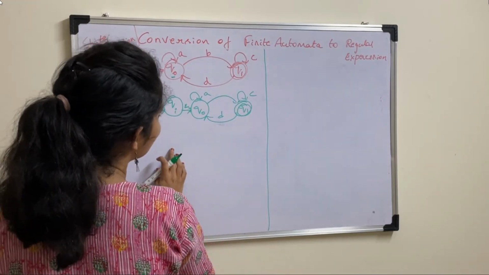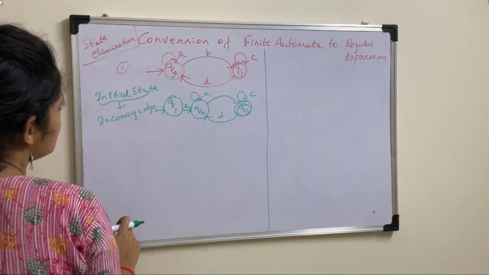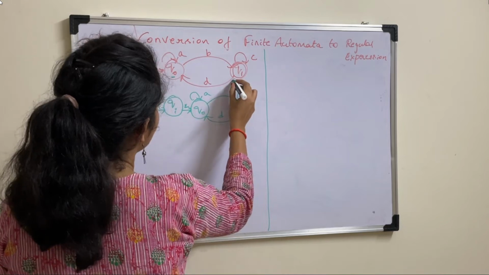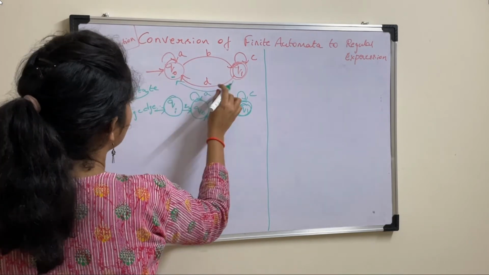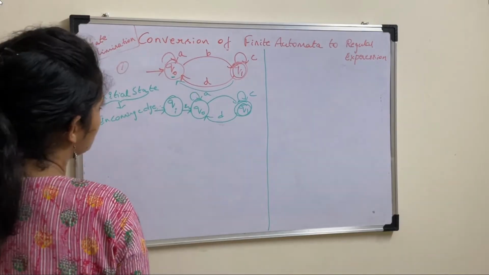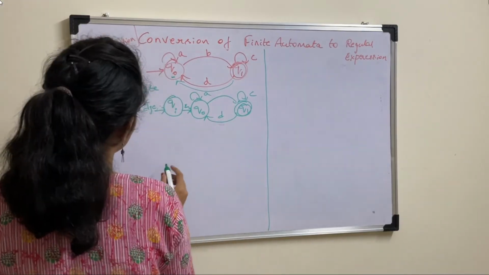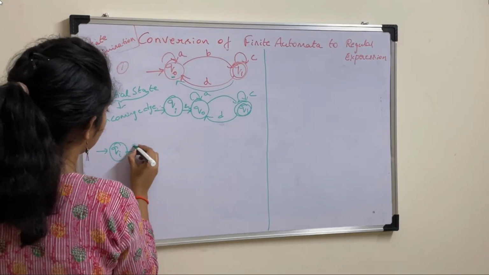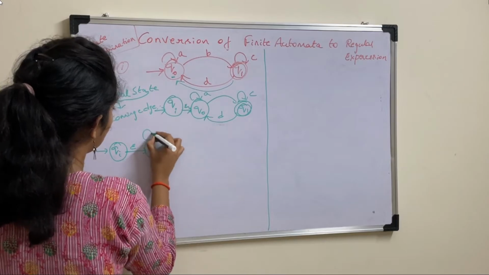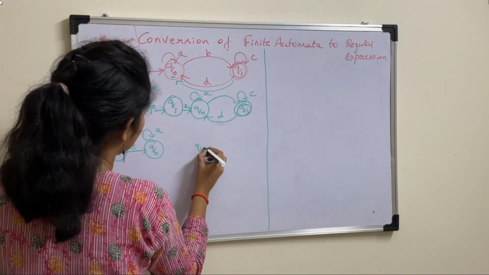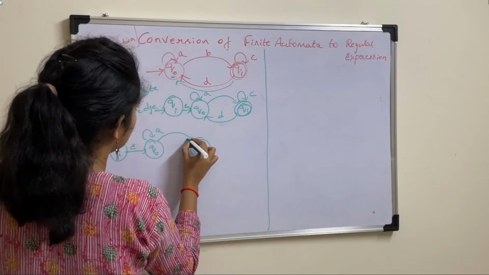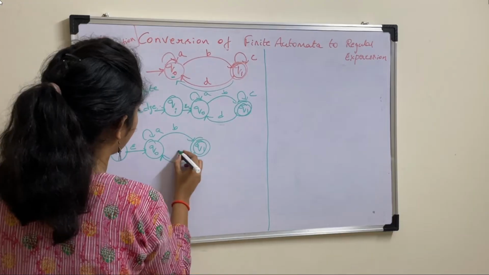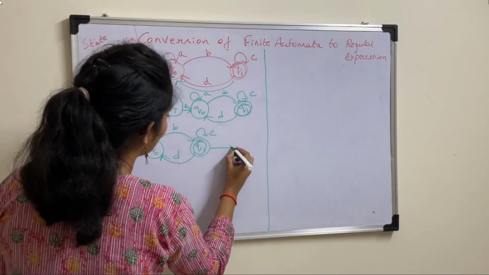Rule 3 is, what is rule 3? Check if the final state contains any outgoing edge. Yes, here we have an outgoing edge from Q1 to Q0. So you need to create one final state. So I am writing it here, Qi, epsilon, Q0, A, Q1, here it is B, D, C, and create one.